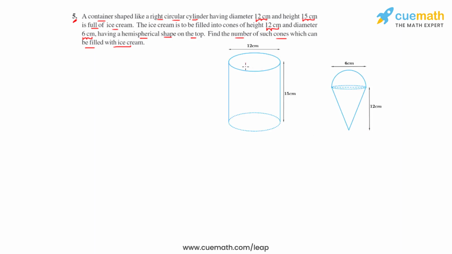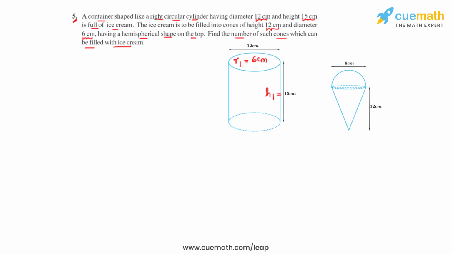This is the right circular cylinder in which the ice cream is there. The diameter of this cylinder is 12 centimeters, so its radius R1 will be equal to 12 divided by 2, which is 6 centimeters. The height of the cylinder H1 equals 15 centimeters as highlighted in the figure.